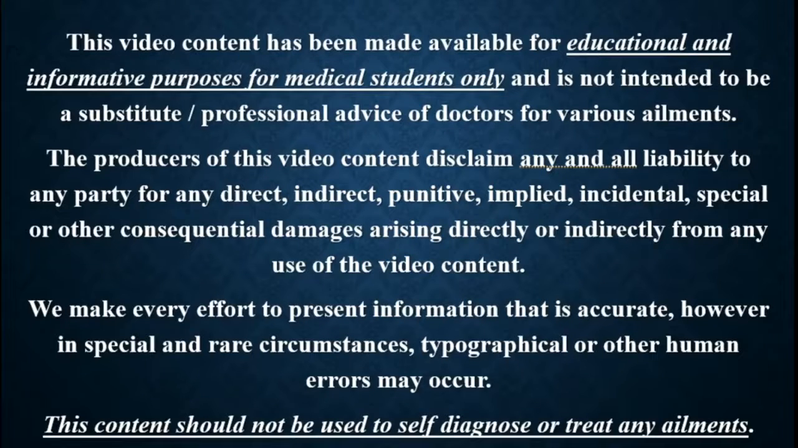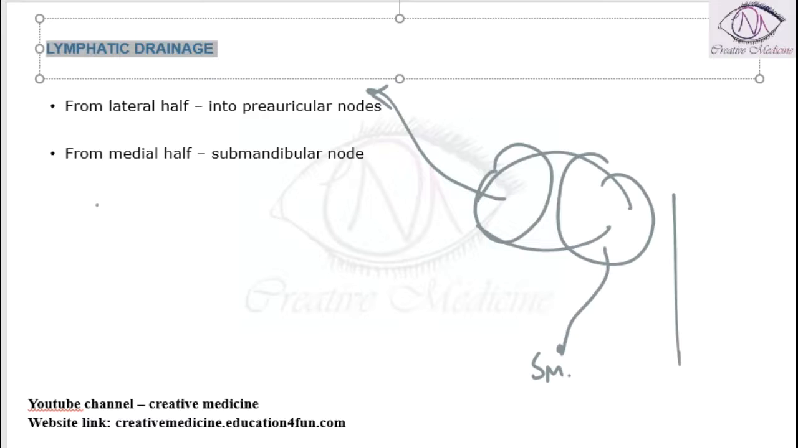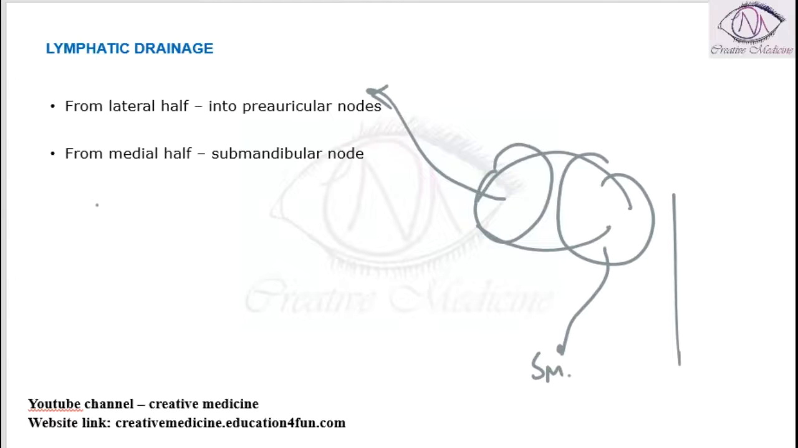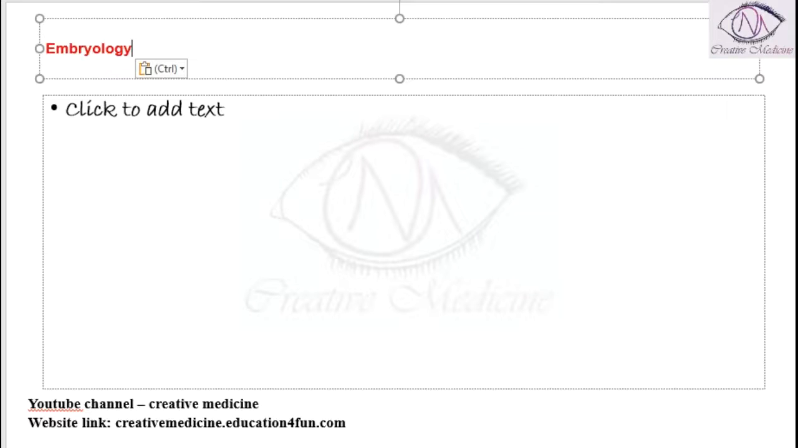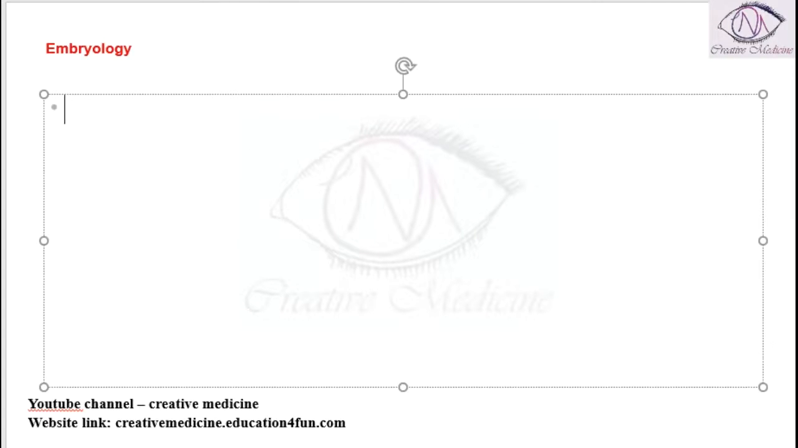In this lecture, we will learn about the embryology of the eye. So, in the embryology of the eye, first, what are the derivatives from surface ectoderm?